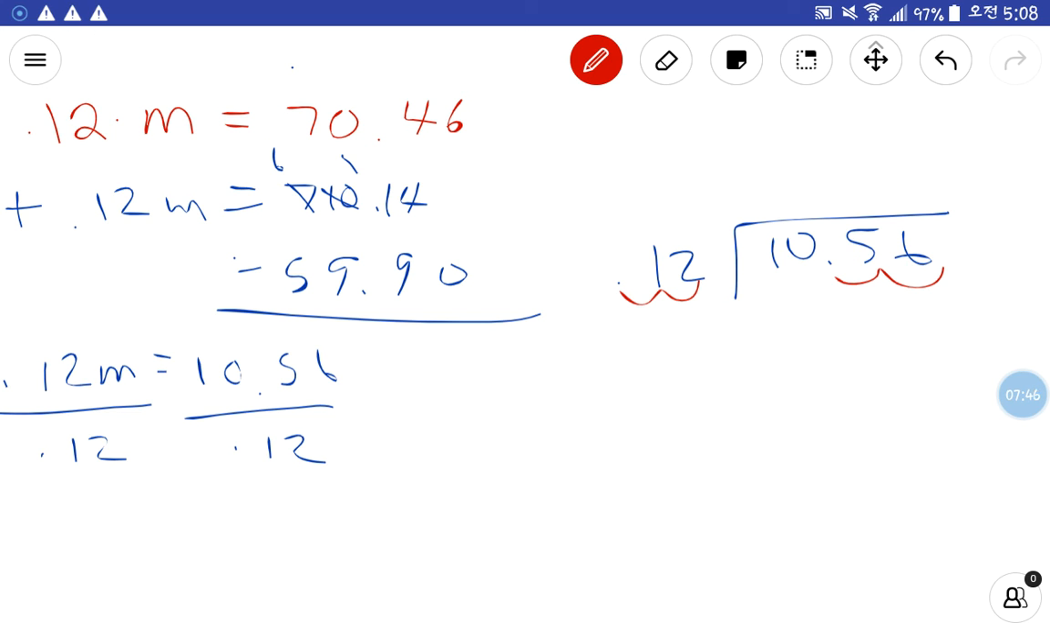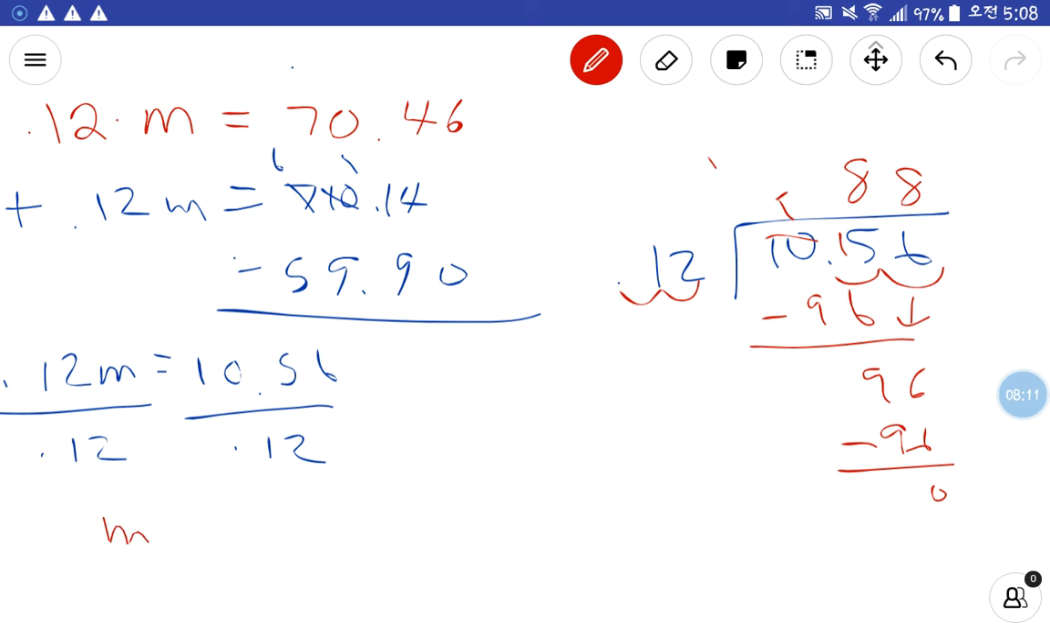12 cannot go into 1, cannot go into 10, but 12 can go into 105. How many times? 8 times. So 2 times 8 is 16, and 96, and you complete the subtraction, which is 9, bring 6 down. Oh, I have exactly the same number here, 96, which is 8 times. So my answer m would be 88.